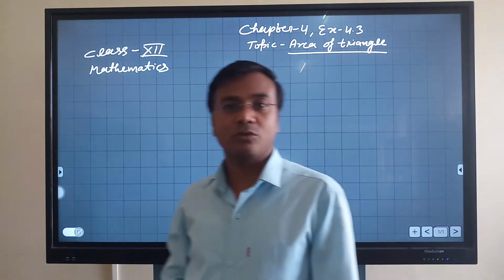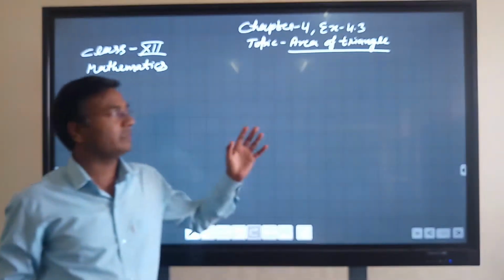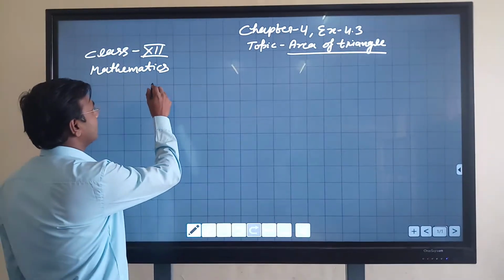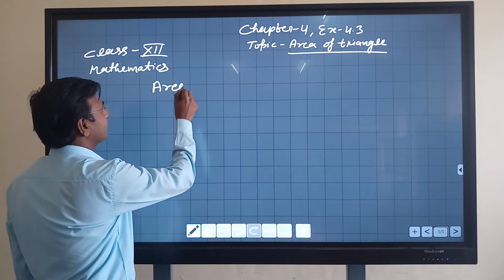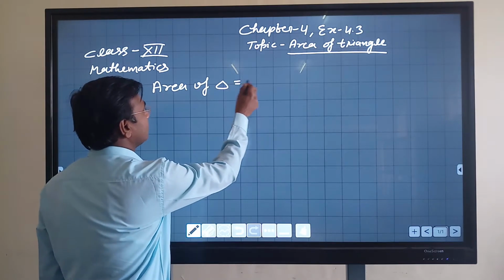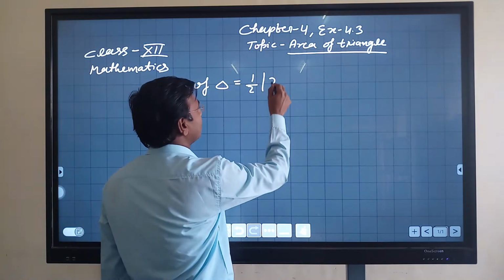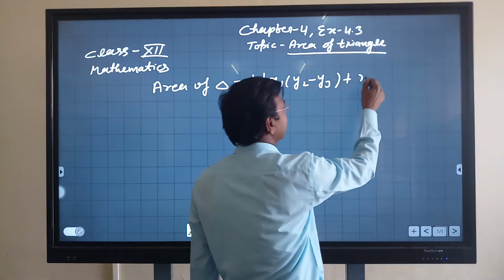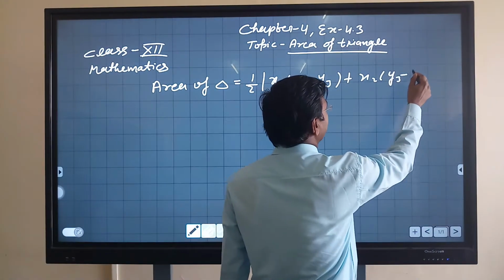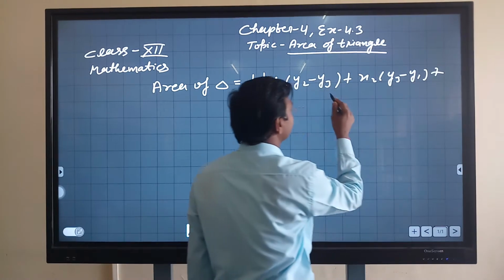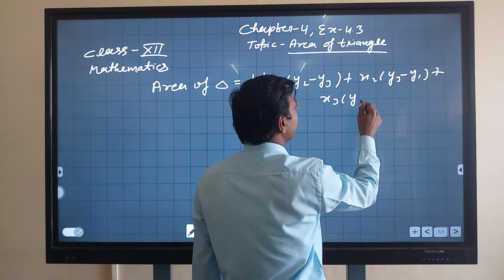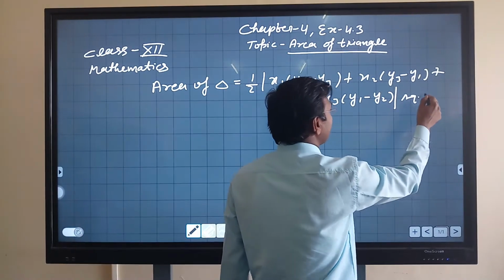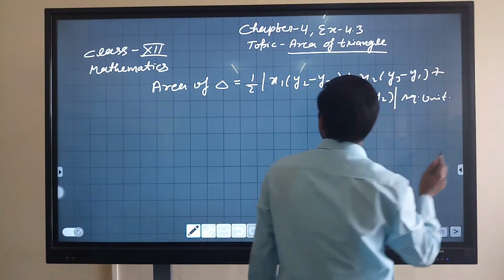Good morning students. So today we are going to discuss the next topic, that is area of triangle. As we have studied in earlier classes, in class 10, area of triangle equals 1 by 2 mod of x1 (y2 minus y3) plus x2 (y3 minus y1) plus x3 (y1 minus y2) square unit. So this was the formula.